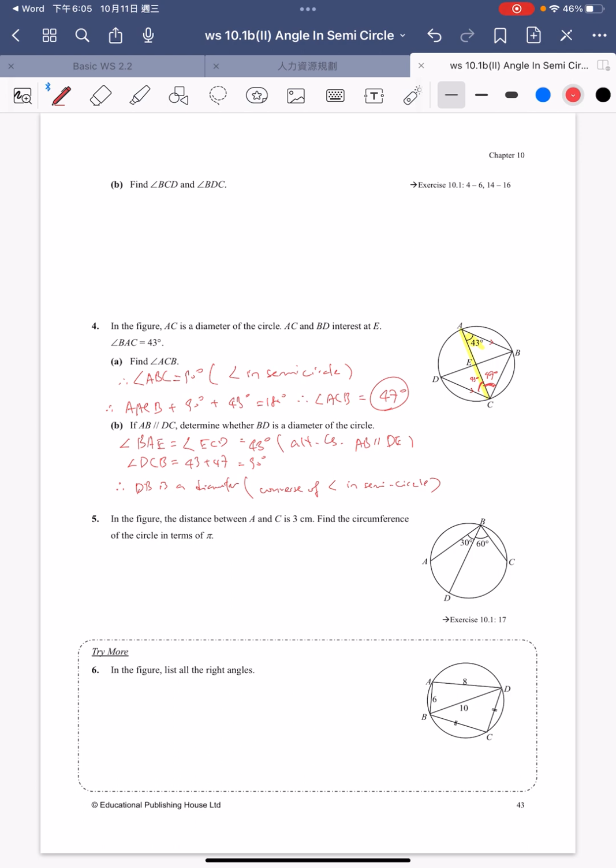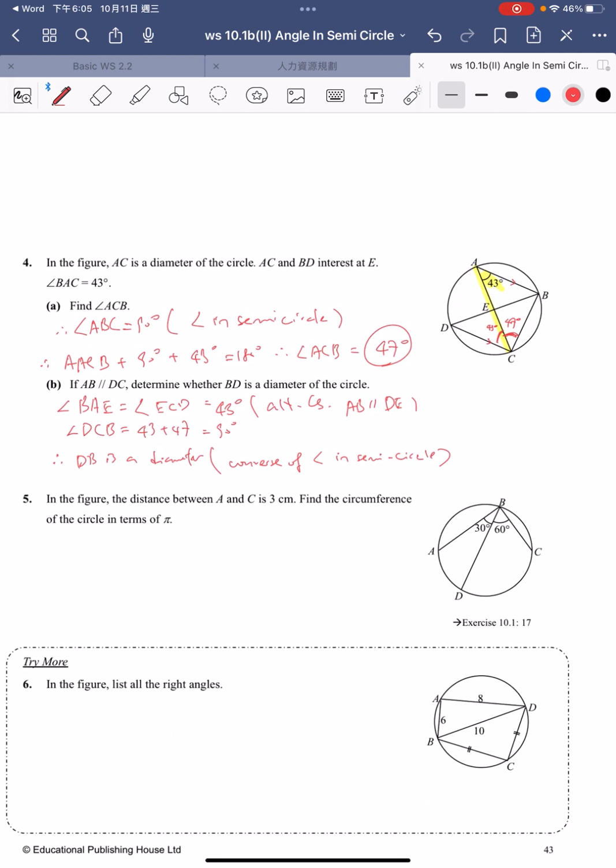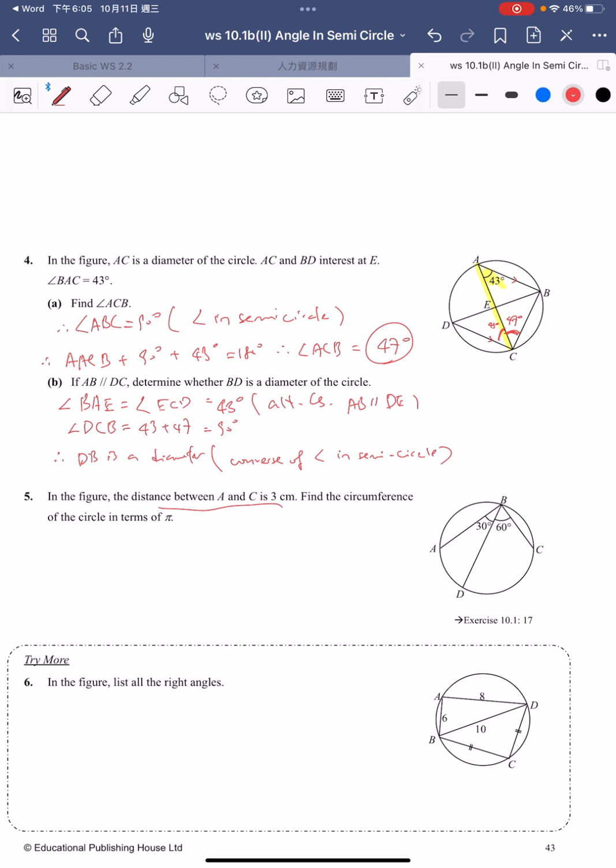So now look at question 5. This is extremely easy. In this question, they said the distance between A and C is 3 cm. So first of all, we link them together. We link A and C, and now we can see this is actually a half circle, isn't it? That's the semicircle, and we have an angle at the circumference, 30 plus 60 gives you 90.